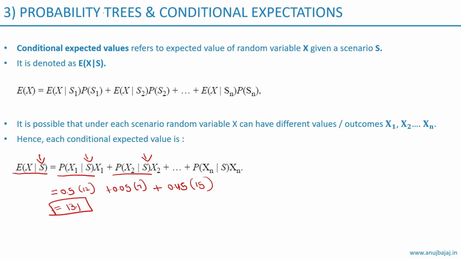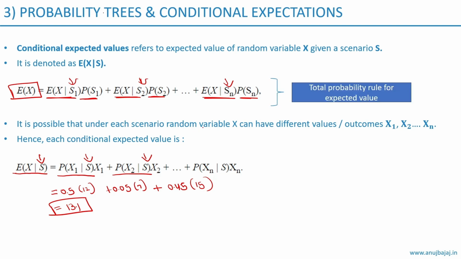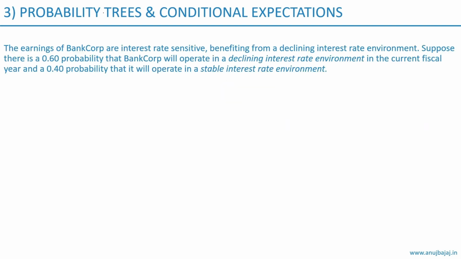So this is how we calculate the conditional value of a random variable x under each scenario, then multiply it by the probability of each scenario occurring to get the unconditional value, or the expected value, of the random variable x. This formula is referred to as the total probability rule. Let us look at an example and things will be more clear.